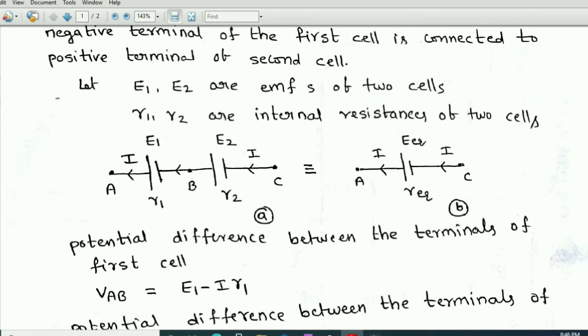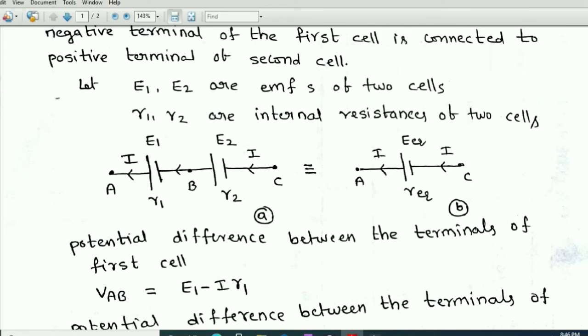Now the potential difference between the terminals of the first cell, this is the first cell, can be taken as VAB, because the first cell we have placed between the two points A and B. So B is the point in between the cells. So VAB is the potential difference between the terminals of the first cell.